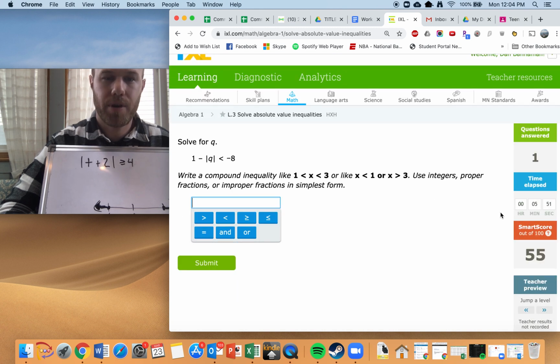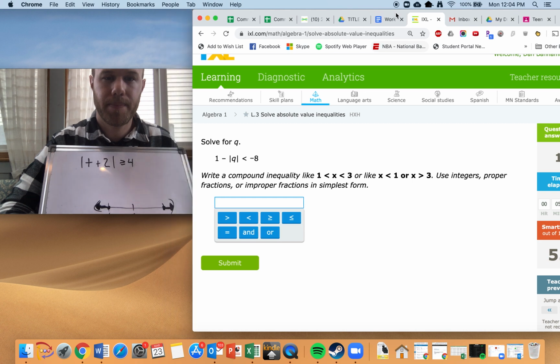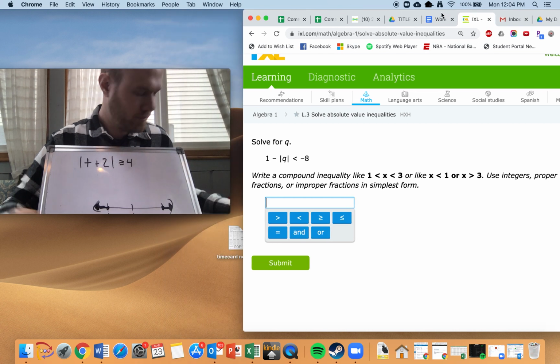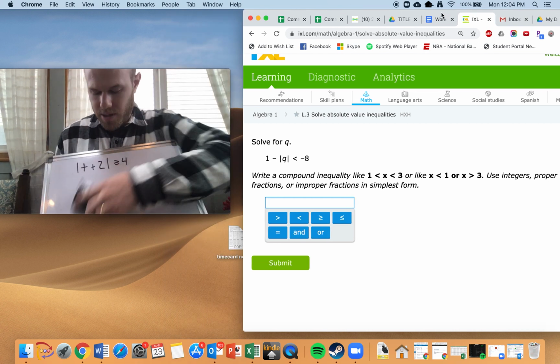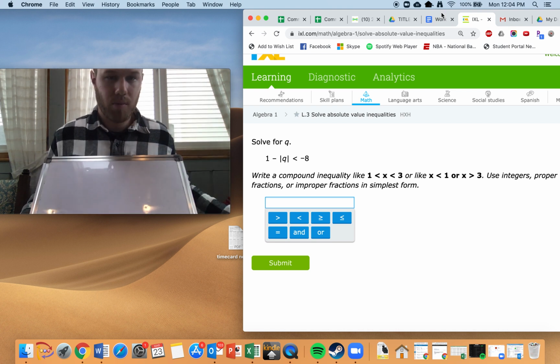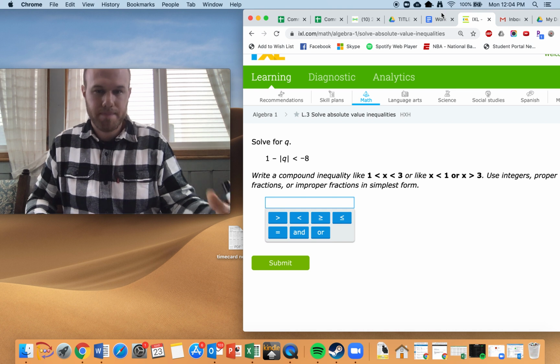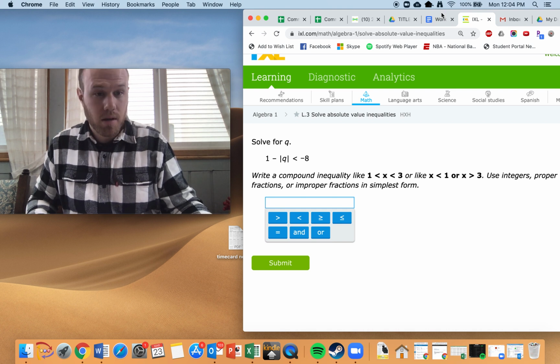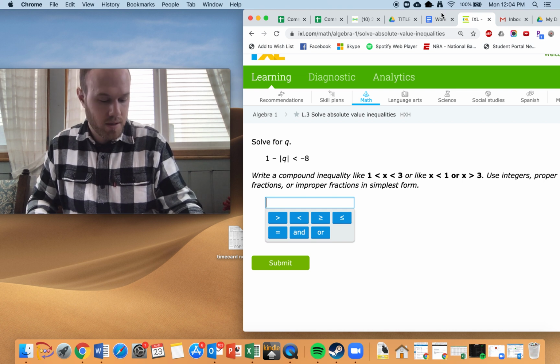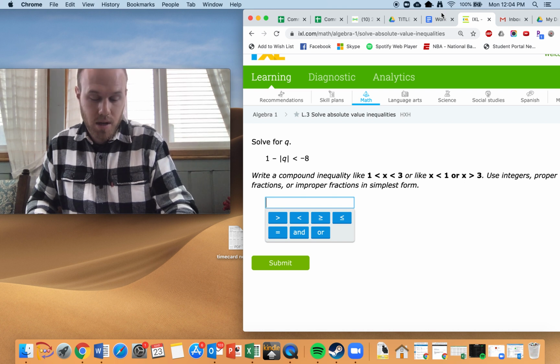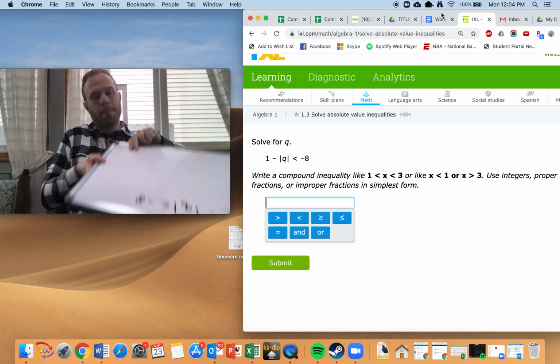All right, let's try this one. So these are kind of challenging, but once you get the hang of them and you start to understand the rules, they're not too bad. So we have 1 minus the absolute value of q is less than negative 8.